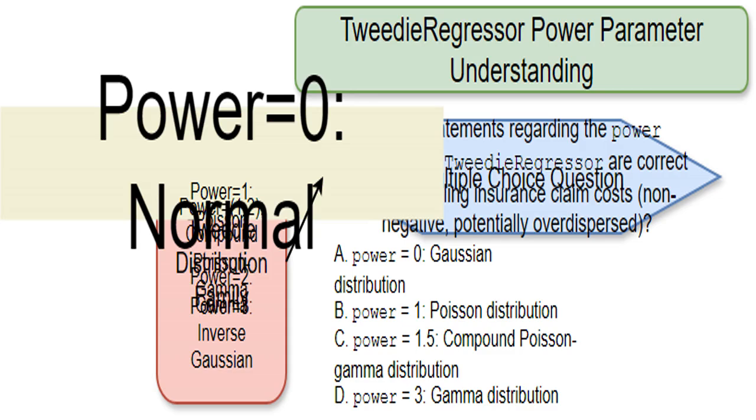With a power of 1, you use the Poisson distribution. The problem with using this for insurance claim costs is that the Poisson distribution assumes the average and the variability are the same. However, insurance claim costs typically have more variability than the average, so it is not the best fit.